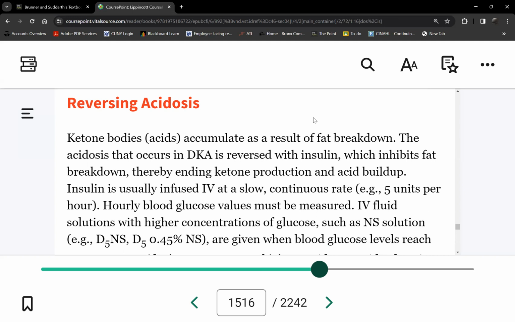I weigh 70 kilograms. The order is 0.1 units per kilogram per hour. The bag that the pharmacy sent you is labeled regular insulin, 250 units in a 250 mL bag. So what's the concentration of that bag? If you do 1 to 1, right? 1 unit per 1 mL. So you hang that, just like we hung blood earlier. You hang that, you spike it, then you put it on the pump. What will you put on the rate?